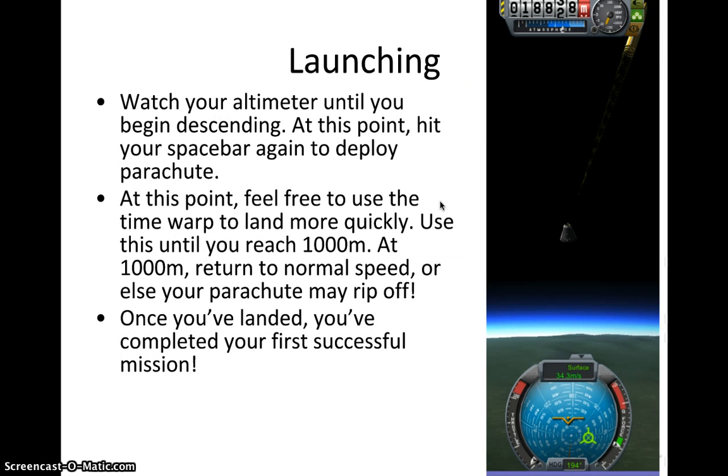Watch your altimeter until you begin to descend. At this point, hit your spacebar again to deploy the parachute. At this point, feel free to use the time warp to land quickly. Use this until you reach 1,000 meters. At 1,000 meters, return to normal speed, or else your parachute may rip off.